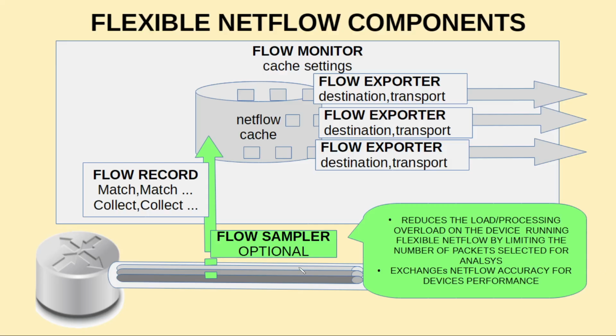The final component is the flow sampler. This is an optional component that will reduce the load or processing overload on the device running Flexible NetFlow by limiting the number of packets selected for analysis. In fact, it will exchange NetFlow accuracy for device performance.